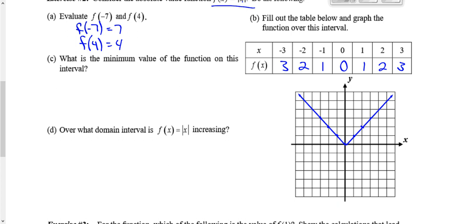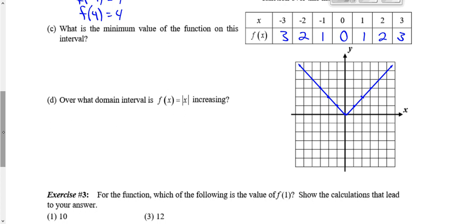So now let's talk about the following. Over what domain? Remember, domain is all the what values? X values, right? So over what domain is our function, absolute value of x, increasing, going up? 0 to positive infinity. It's going up on this leg here, and here it's going down as you read from left to right. So every x from 0 to infinity, right?